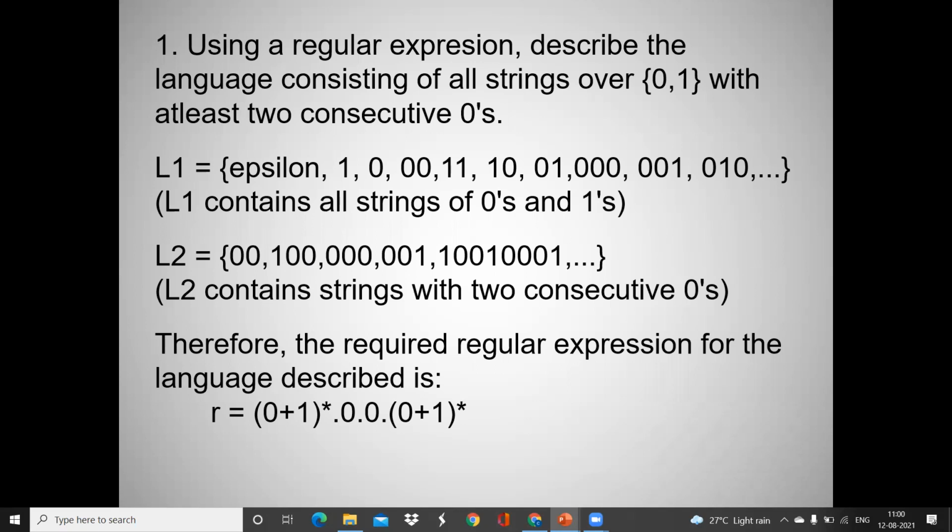Either you can have only 1, or you can have only 0, or you can have any combination of 0 and 1. So that is the reason you could see here these two consecutive zeros are there, and before and after, you can have any combinations of 0 and 1.